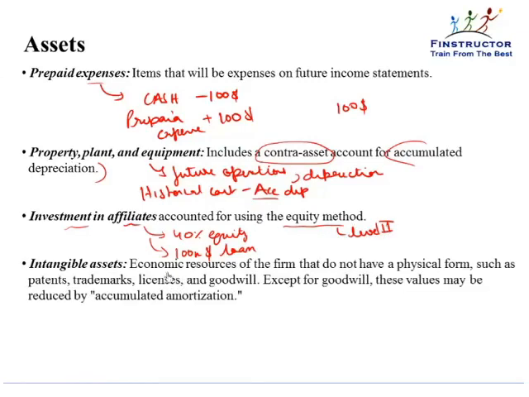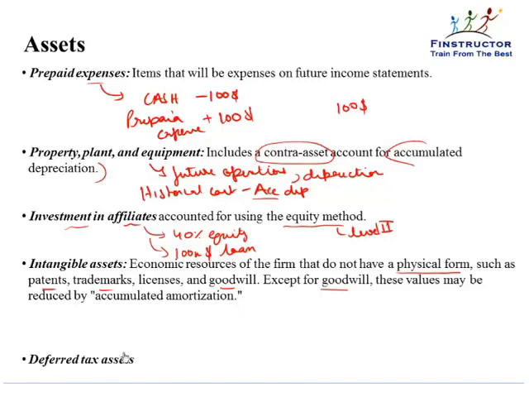Intangible assets are also long-term assets that do not have a physical form. We'll study them in more detail in understanding balance sheets, but just for example, patents, trademarks, and goodwill are some examples. Just like property, plant and equipment gets depreciated, intangible assets except goodwill get amortized. So their value is reduced by a contra account called accumulated amortization, very similar to accumulated depreciation.